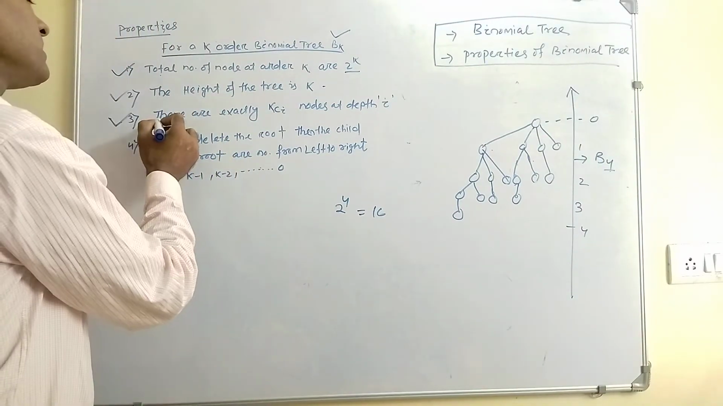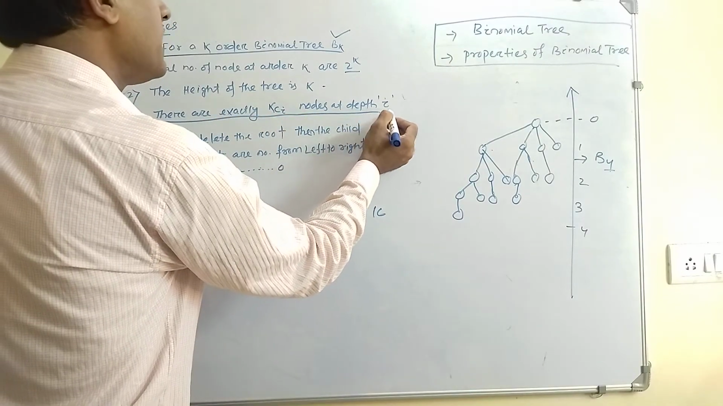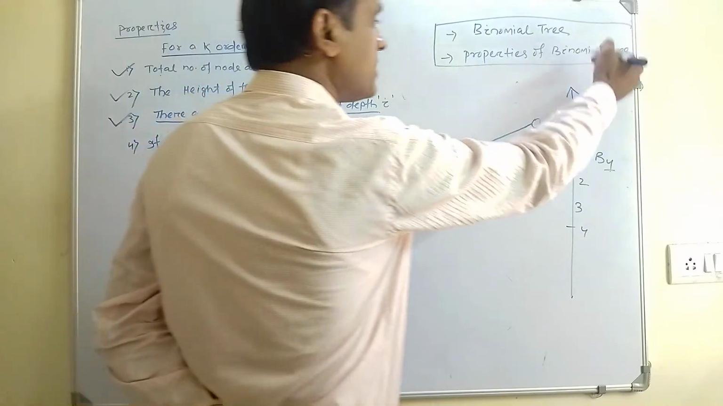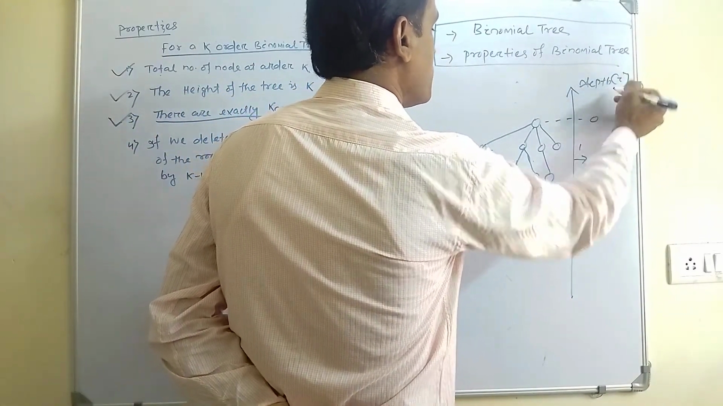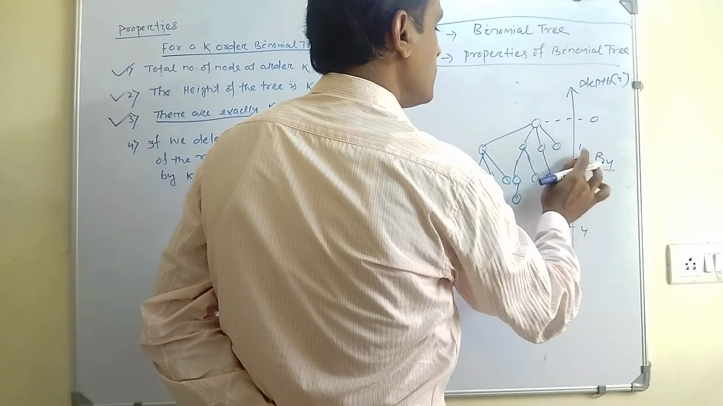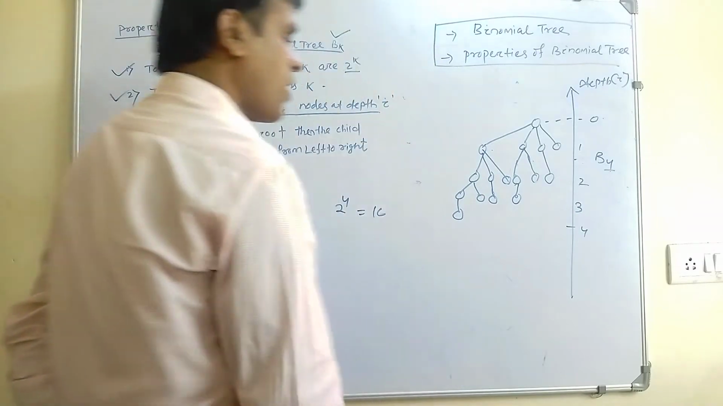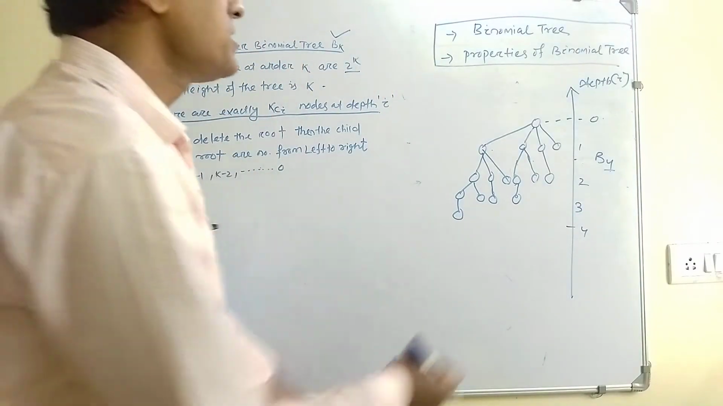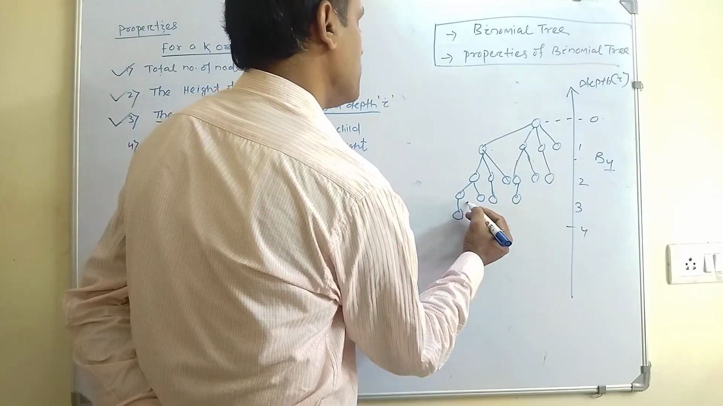The third property is saying that there are exactly kCi number of nodes at depth i. I am telling you, suppose this is my depth i. So this is i equal to 0, this is i equal to 1, and i equal to 2, 3 and 4. Now you check at i equal to 3, how many nodes are there? 4 nodes are there, these 4.